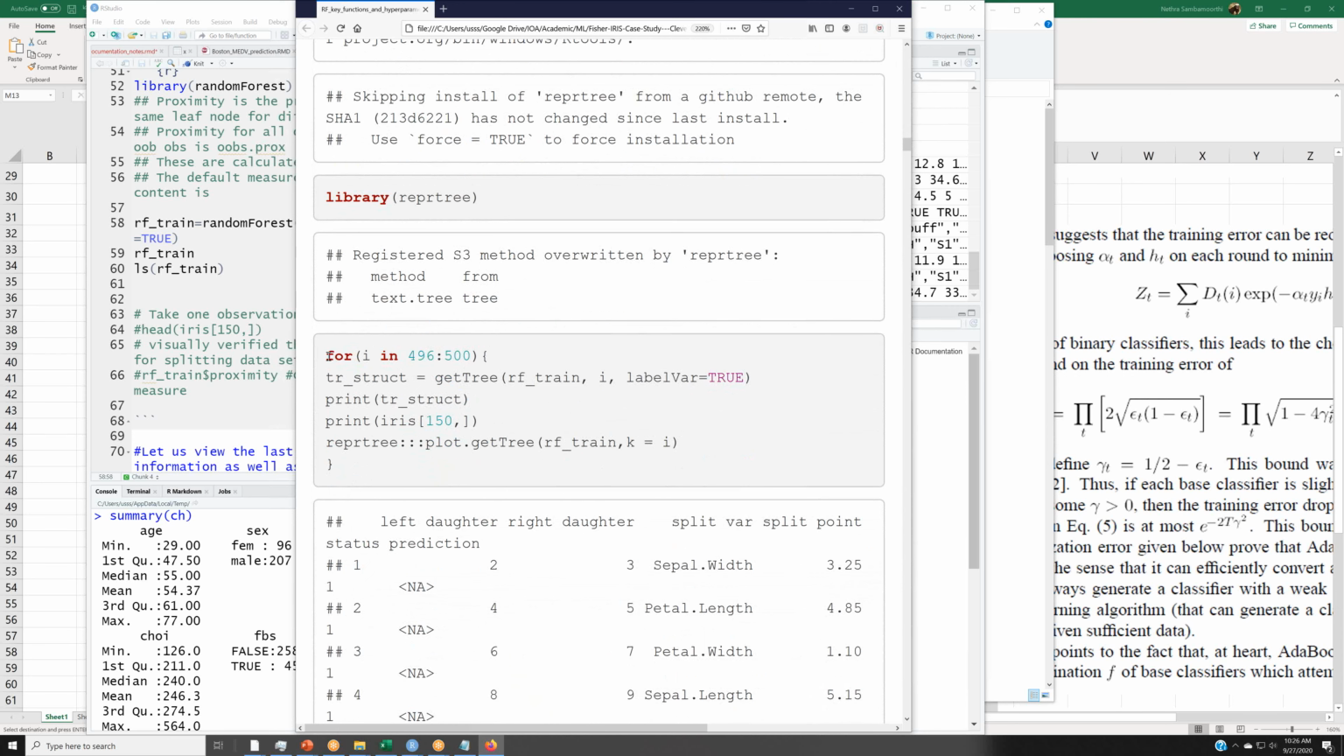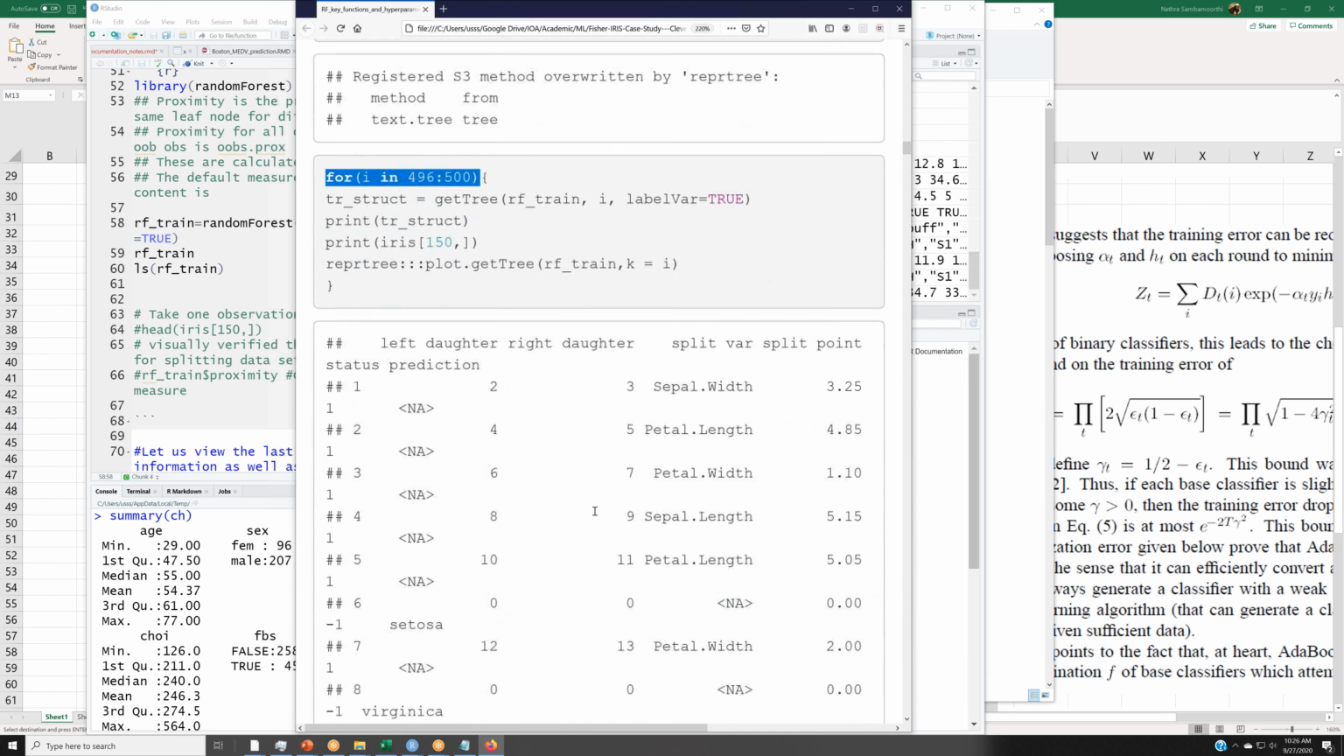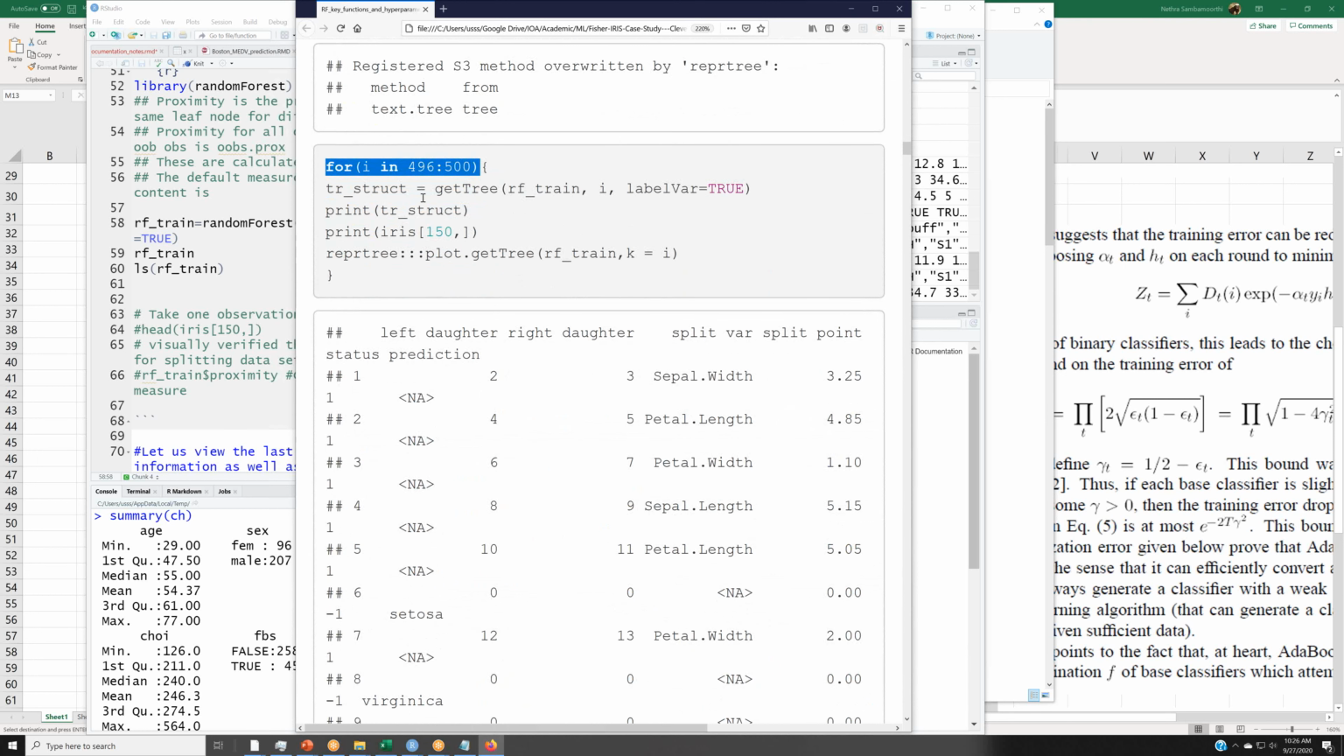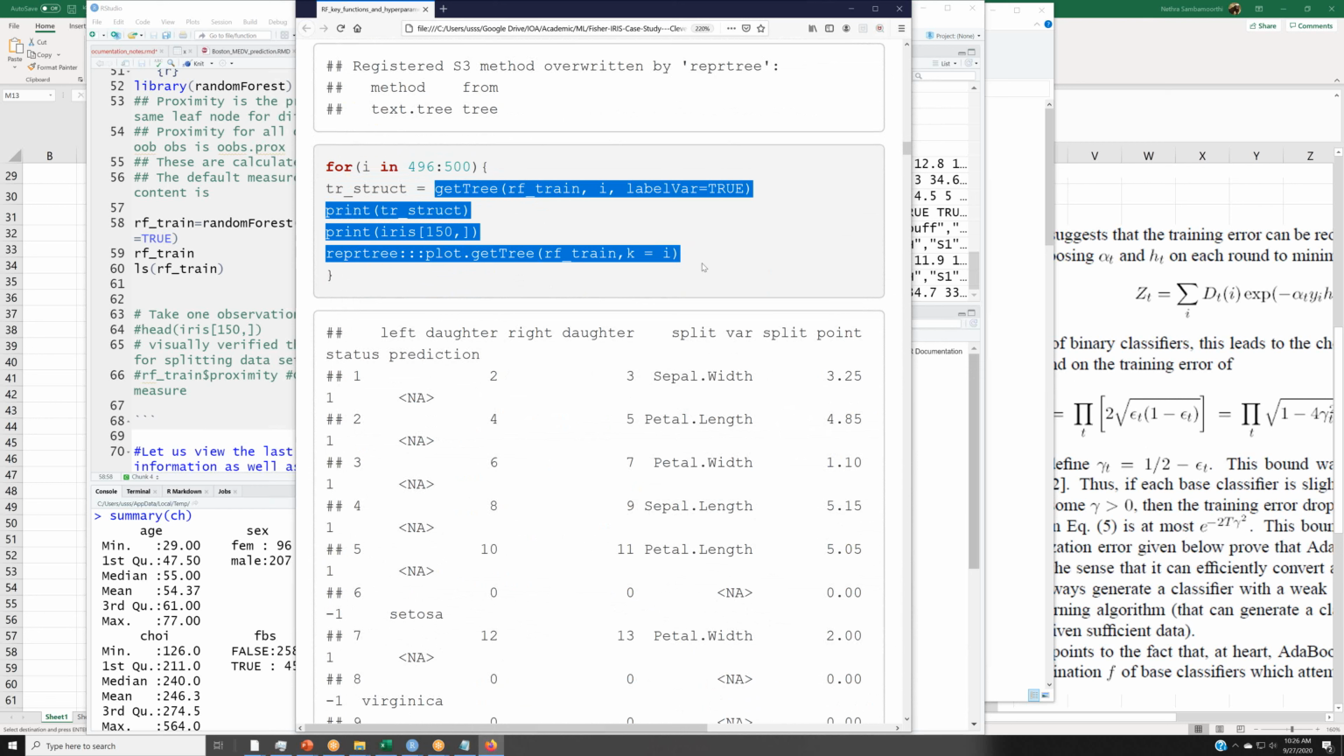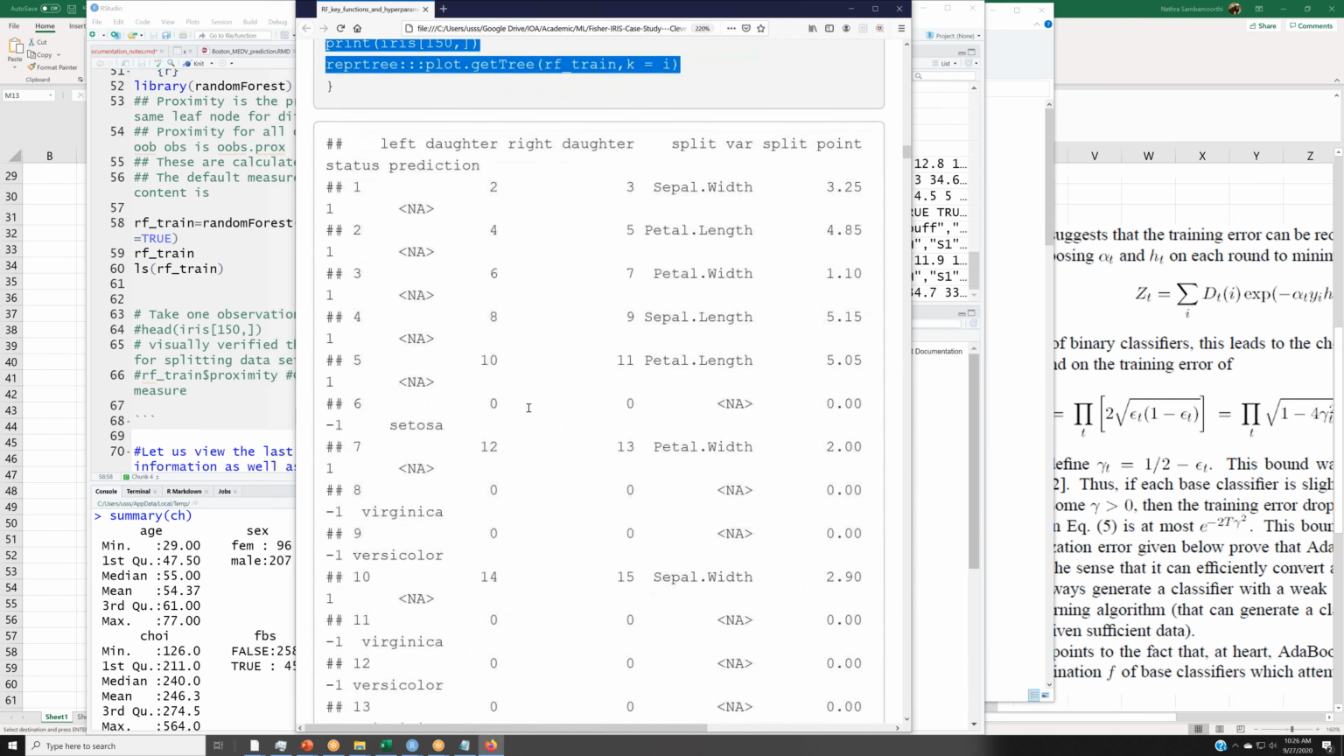Now we want to see some trees, as you said. So let's go and print only the last 5 trees. Okay, last 5 trees only. That's what is happening. So these are the trees. We get the trees, we print the trees, right?